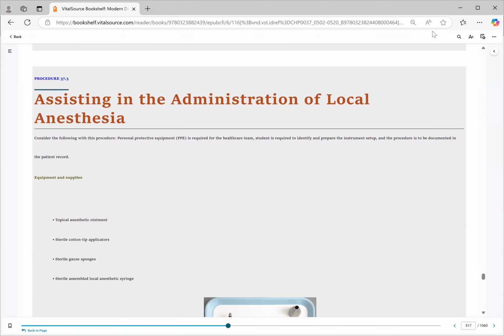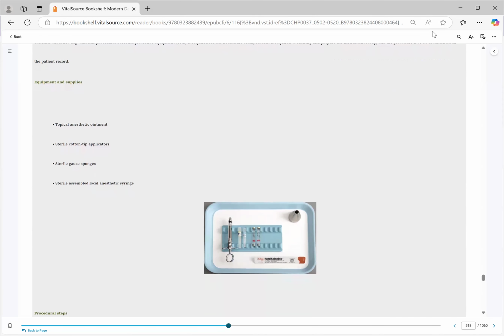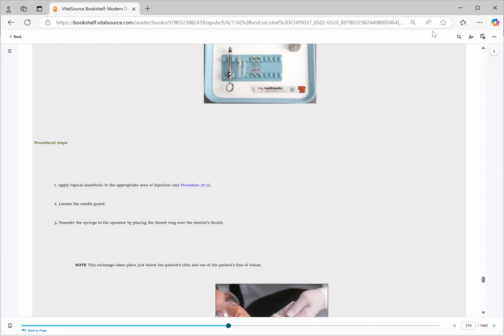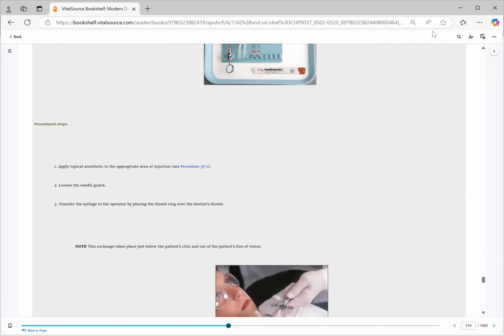The last procedure we're going to cover is assisting in the administration of local anesthetic. Remember that we will have our PPE on and we're going to have our barriers in place. We'll have the topical anesthetic, our sterile cotton tip applicator, sterile gauze sponges, and our assembled local anesthetic syringe. We're going to apply topical anesthetic to the appropriate area. We'll loosen the needle guard.